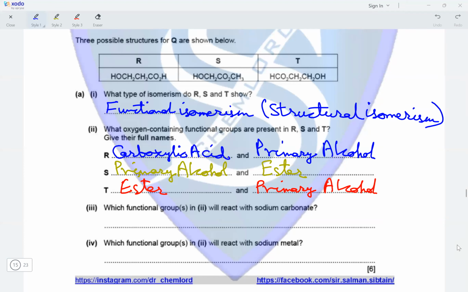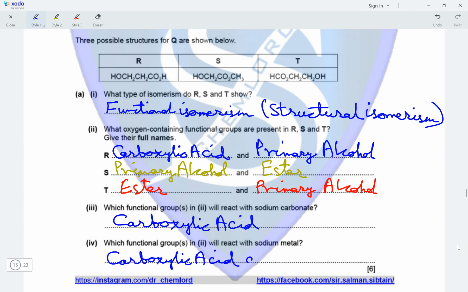Which functional group in R will react with sodium carbonate? So that would be the carboxylic acid group. And which functional group will react with sodium metal? So sodium metal reacts with the carboxylic acid group and with the alcohol groups, whether they are primary, secondary, or tertiary. However, all three of them contain a primary alcohol.